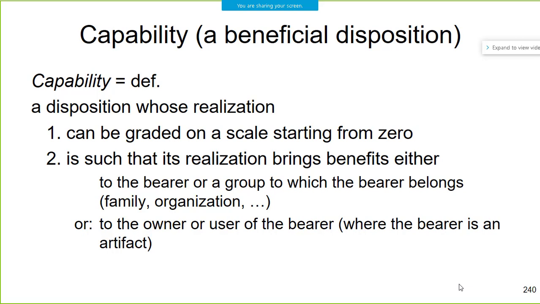Barry? Yes? So all dispositions have capabilities. Every capability is a disposition, yes, and every function is a capability. Functions are the capabilities we design things for. Capabilities are capabilities which come along for the ride.